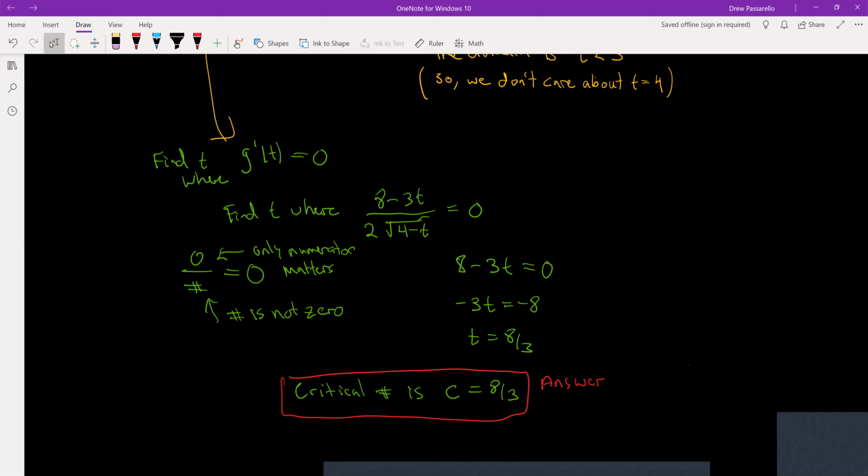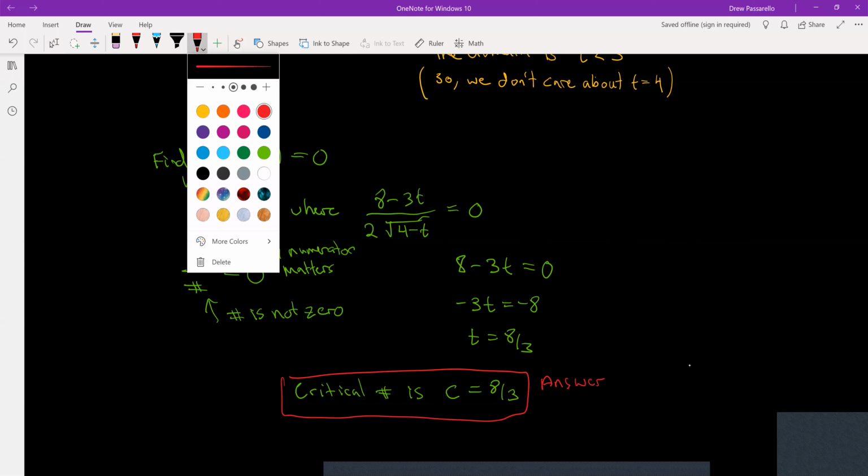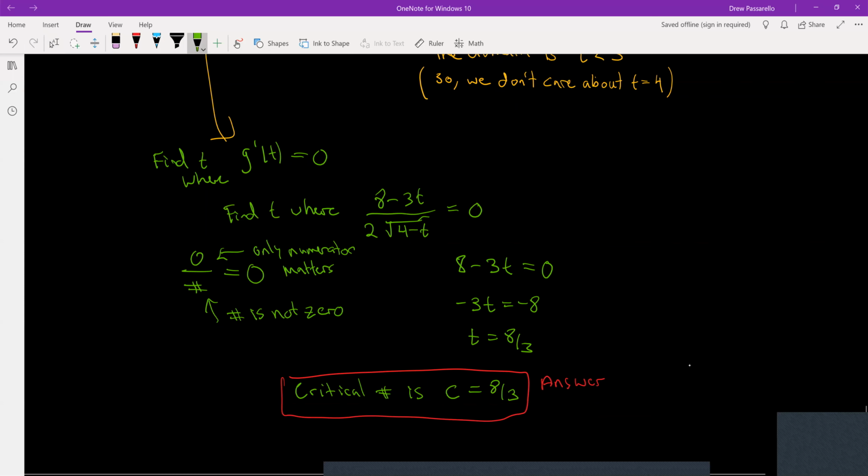So the denominator is almost irrelevant in a way, because that can't be 0, but it doesn't matter what number it is for the denominator. It's just 0 divided by any number is 0 as long as the number is not 0 in the denominator. All right, so that's why we only focused on the 8 minus 3t, since it was in the numerator. All right, so that's that one. Next one's number 21.